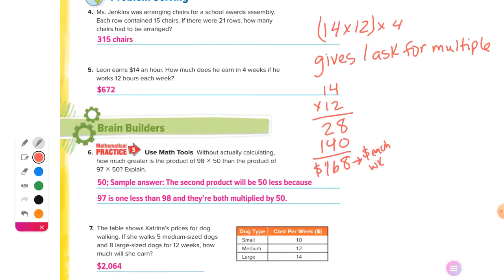So how much money he makes in 1 week, but it wants multiple weeks. So we have to multiply the 168 times 4 because there were 4 weeks. If we do that correctly, we should get 672. And our answer sentence could just be, Leon earns $672 in 4 weeks. Okay?